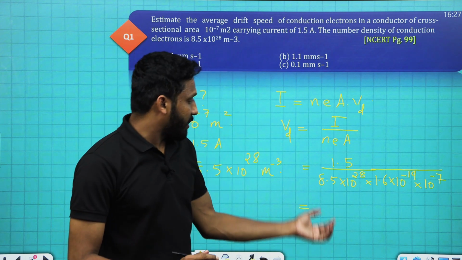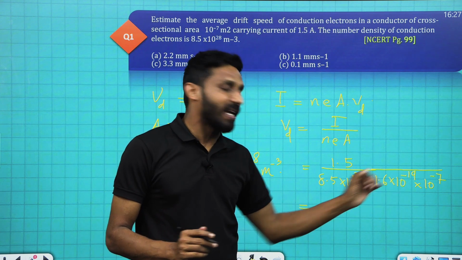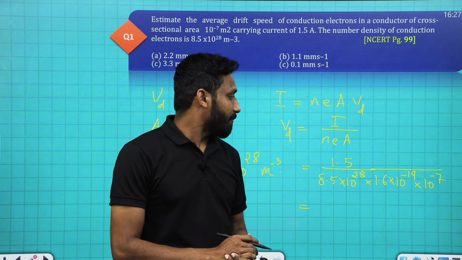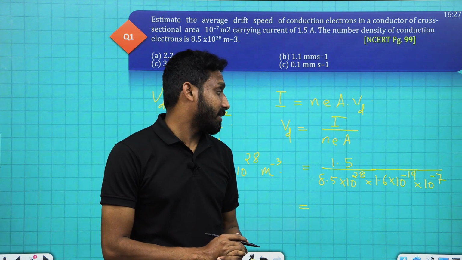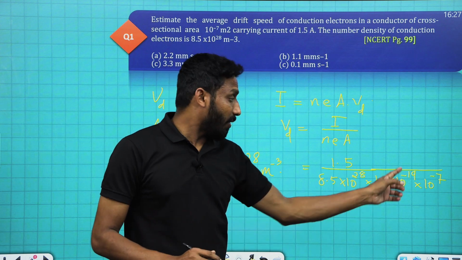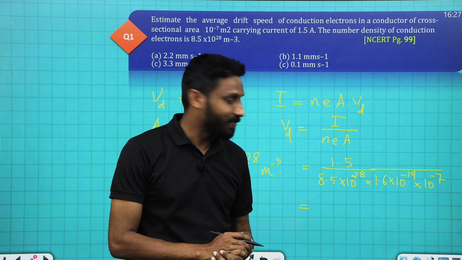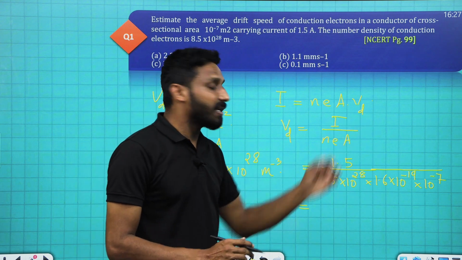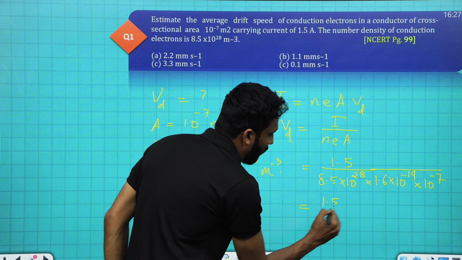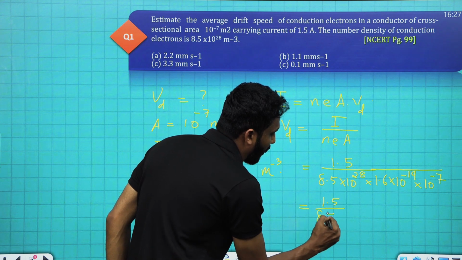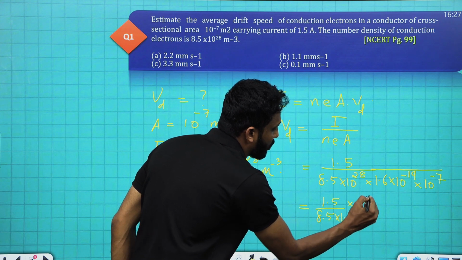First of all, we calculate the power of 10. 10 power 28 into 10 power minus 19 is equal to 10 power 9. 10 power 9 into 10 power minus 7 is 10 power 2. So in the numerator it is 10 power minus 2. Then 1.5 divided by 8.5 into 1.6, with 10 power minus 2 in the numerator.